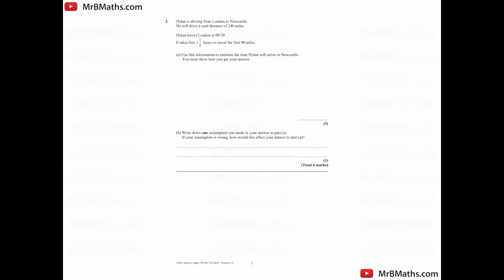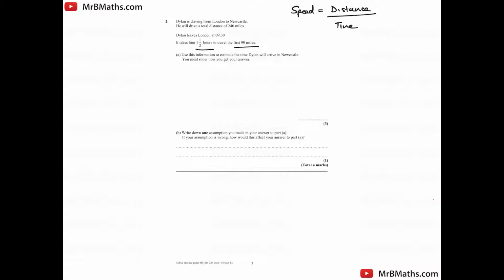Okay, so we're looking at speed equals distance over time. So for the first 90 miles, we get given a time. So we've got 90 miles, the hour and a half at 90 miles. And from that, we can work out the speed.